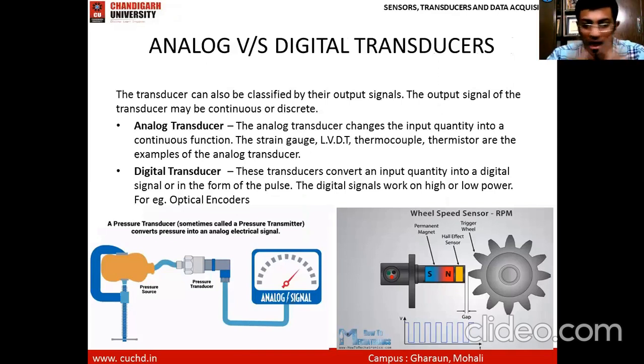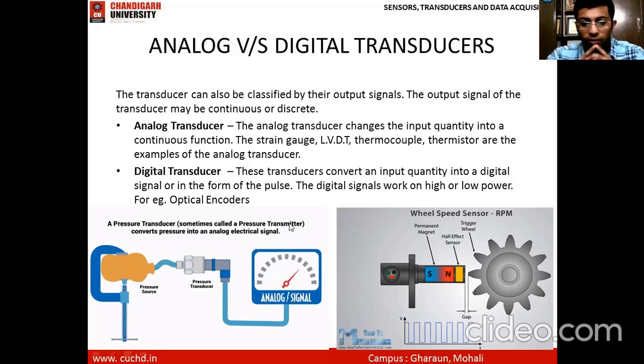Now, for analog transducers, I'll read out the definition. It will change the input quantity into a continuous function as an output. The simplest examples are your potentiometers, LVDT, strain gauges. The output quantity will be in the form of an analog quantity. As you can see on the bottom left, a pressure transducer is shown, where a pressure transmitter is converting the input air pressure into an analog electrical signal, where you can see an analog readout here.